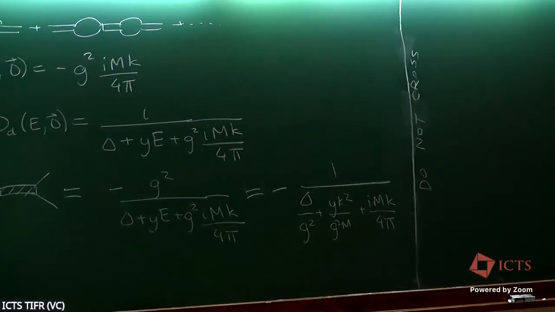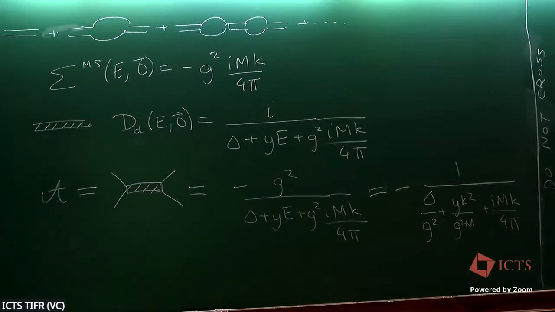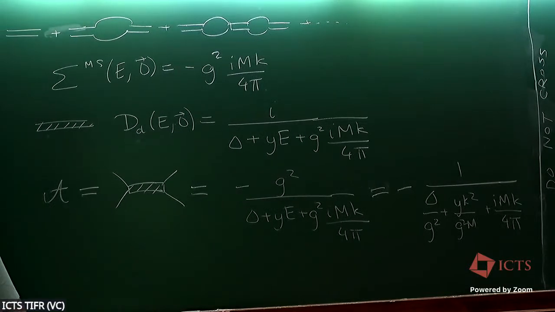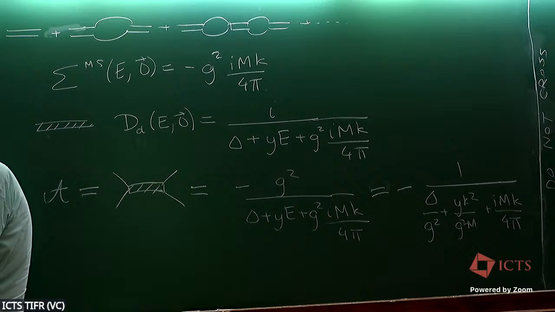So this vertex is going to have 2 nucleons annihilate and create a dimer. And this one is going to have the dimer annihilate and create 2 nucleons, right? Because this is meant to be a field of baryon number 2, an interpolating field for the 2-body bound state.